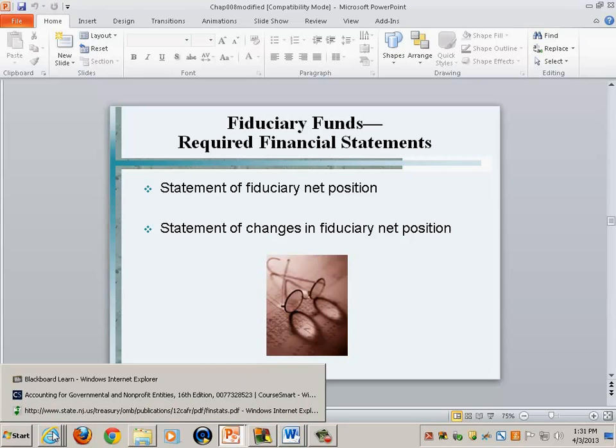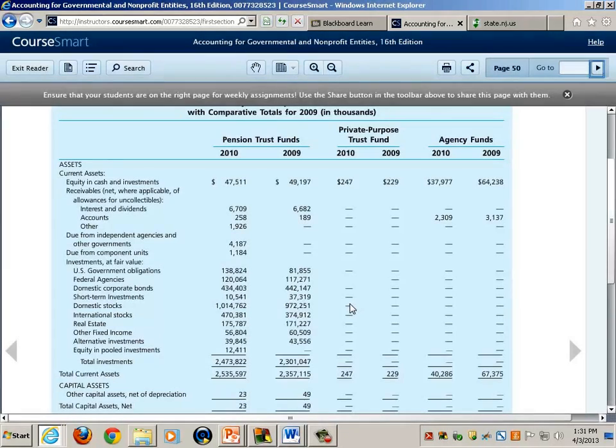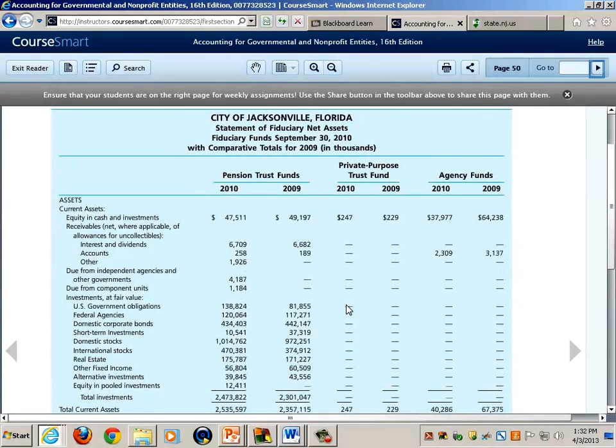Okay, let's take a look at some statements. Now this is on page 50. It's a little bit more manageable than some of the other statements you'll find in the CAFR. So let's take a look at the first statement, which is the statement of fiduciary net assets, or position. This is for the City of Jacksonville. The first thing I want you to notice is the comparative basis. See this? Always two years are shown. It's on a comparative basis.